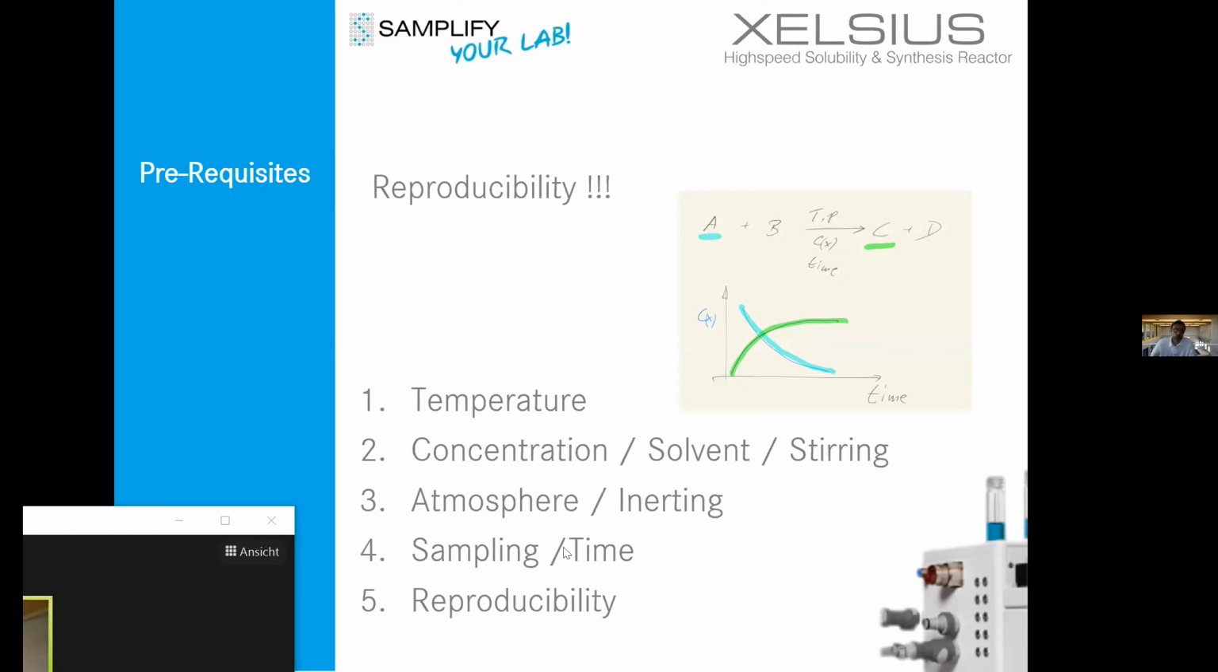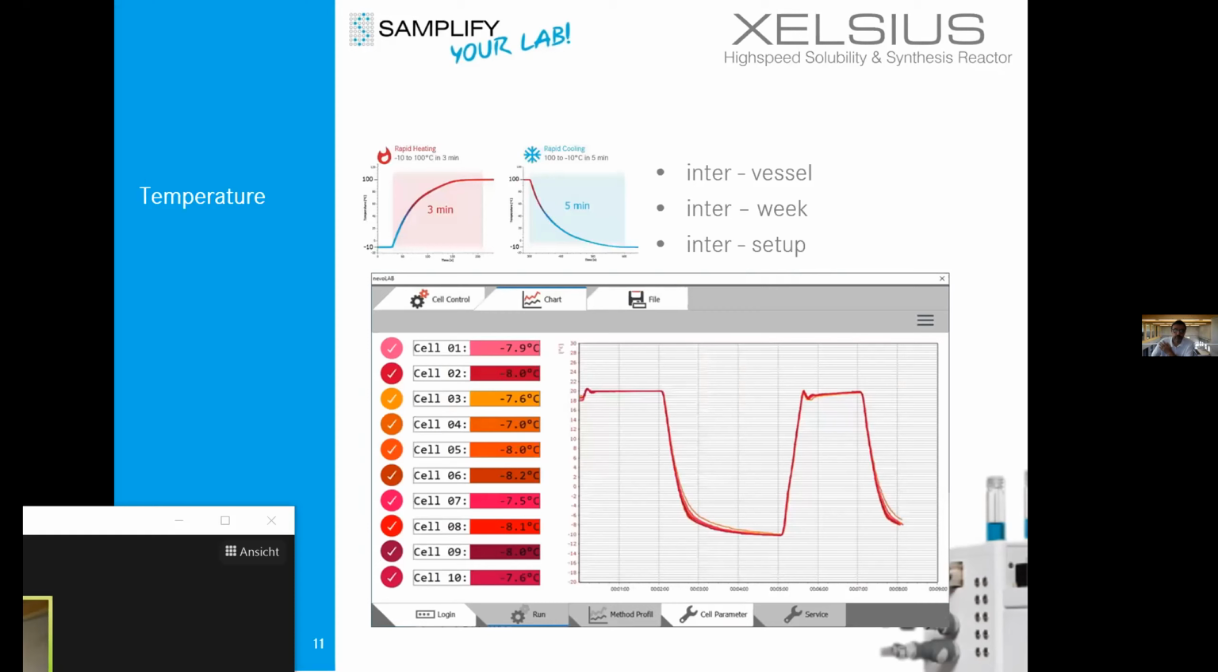And when you're taking samples for the analysis, the sample taking process is also very important, because the errors in the sample taking cannot be compensated in the analytical method itself. So everything is focused on reproducibility of everything, and it starts with the reaction itself.